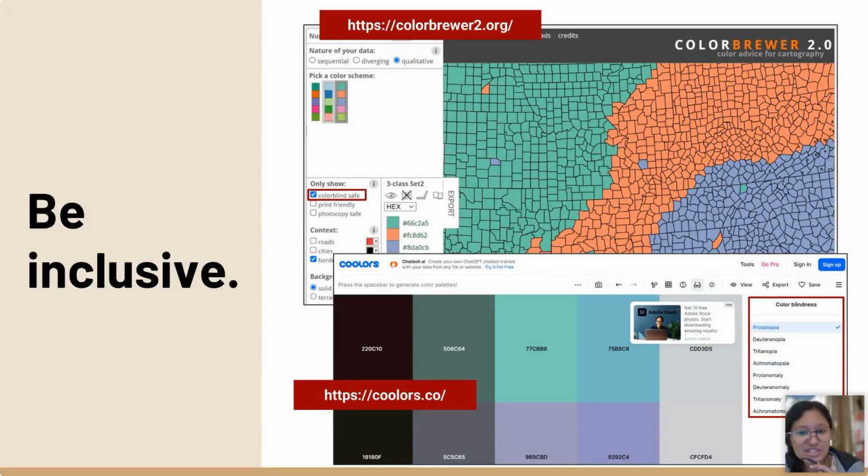And finally, we also need to be inclusive. This means to take into consideration a diverse audience, which can include individuals with disabilities. One aspect to look at is our choice of colors. There are multiple sites that provide suggested color schemes considering color blindness. In this slide, I noted two. First is colorbrewer2.org and the second is coolors.co.